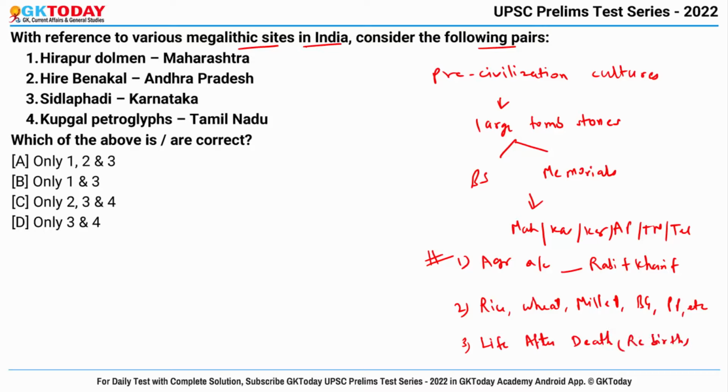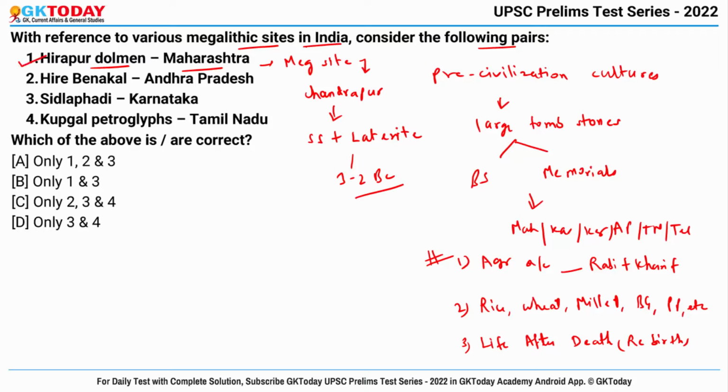Now let's see whether the pairs are right or not. First is Hirapur Dolmen, Maharashtra. This is actually a megalithic site in Chandrapur of Maharashtra and it is made up of sandstone and laterite, and the structures date back to the 3rd and 2nd century BC. Okay, so this is right.